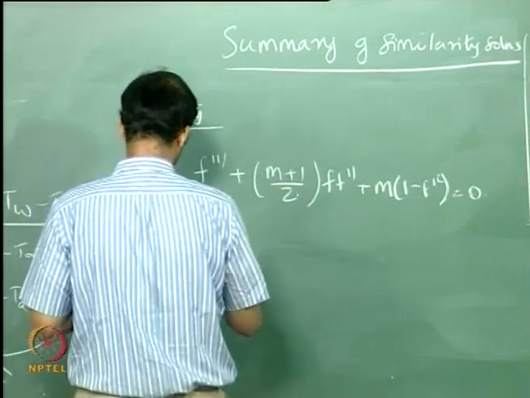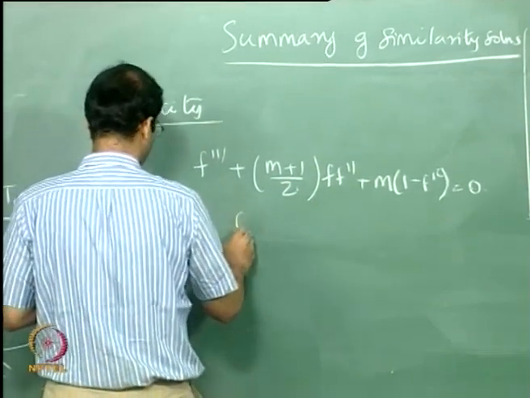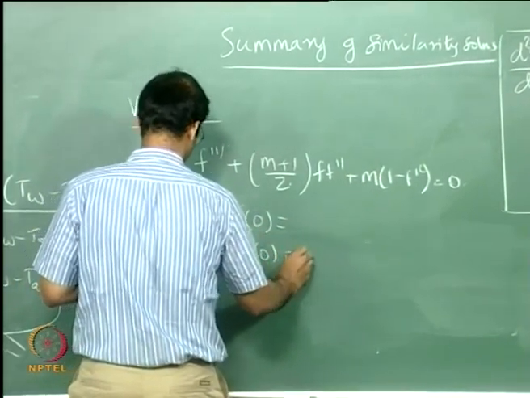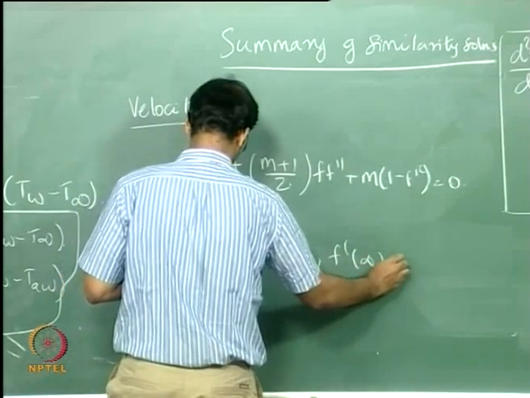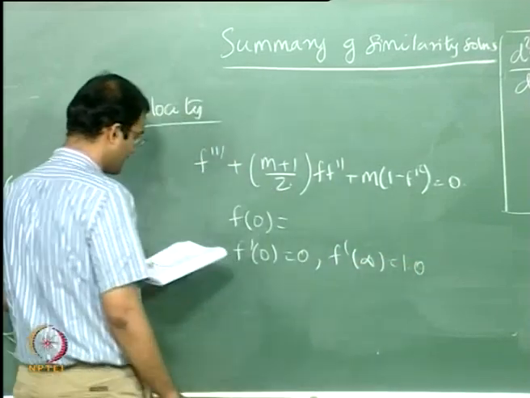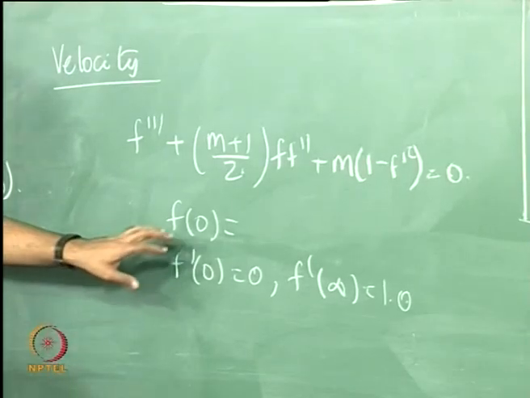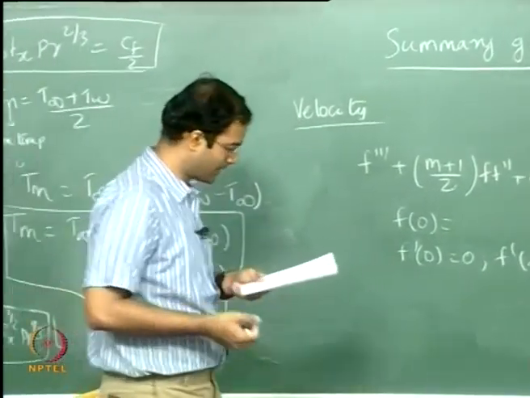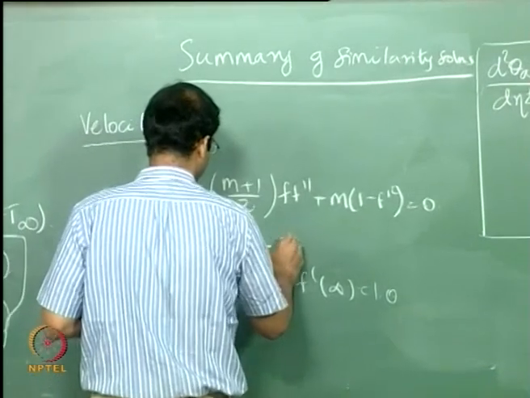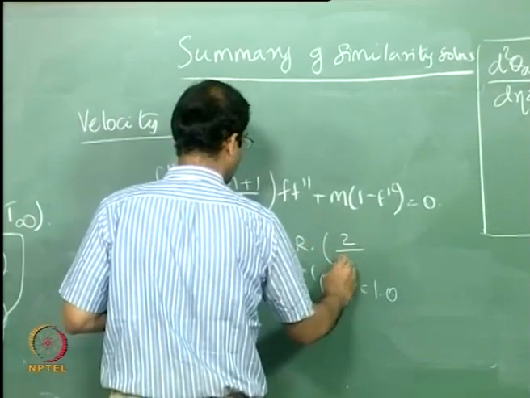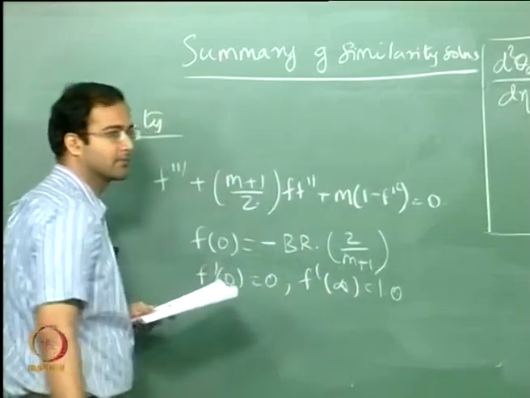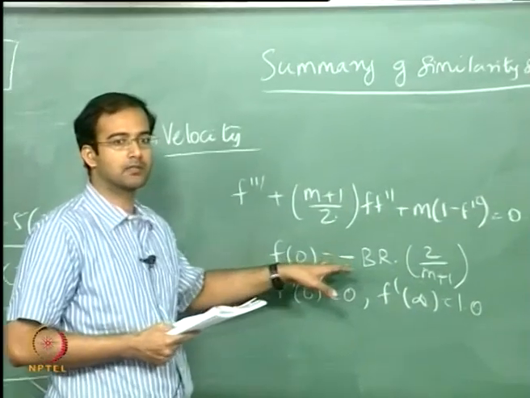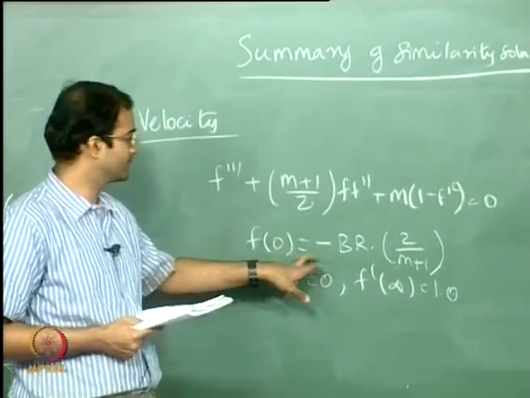The boundary conditions for the similarity problem are f of 0, f prime of 0 should be 0, and f prime at infinity should be equal to 1. Now what is the most general condition for f of 0? Do you remember from our transpiration problem? This is minus blowing ratio times 2 by m plus 1. The blowing ratio is a constant value. When your blowing ratio is equal to 0, that becomes the case without transpiration, where f of 0 is equal to 0.